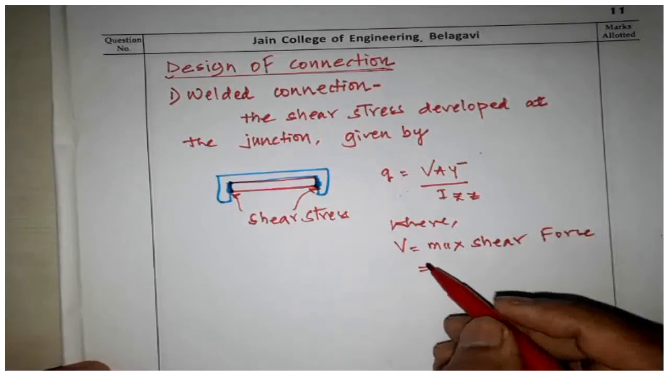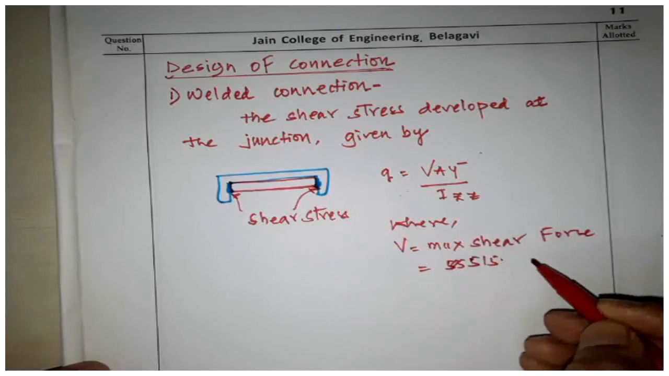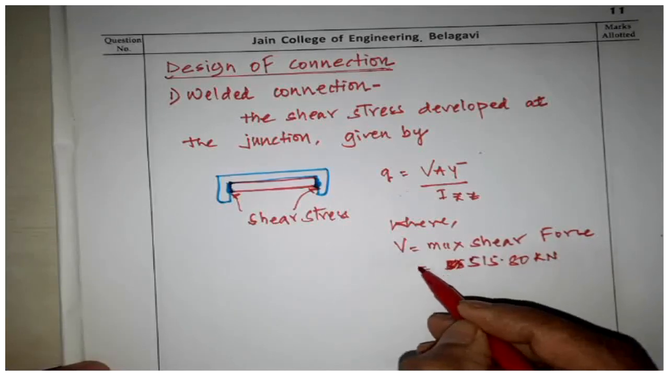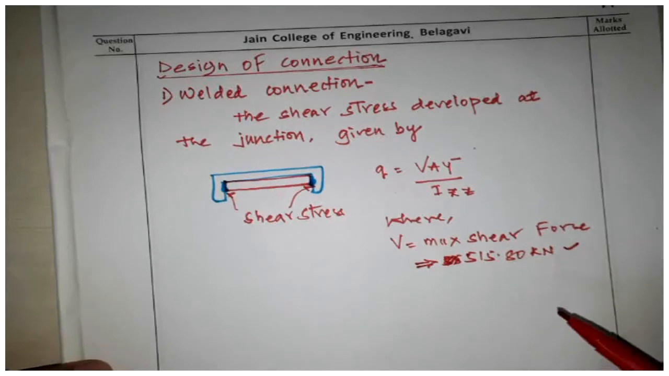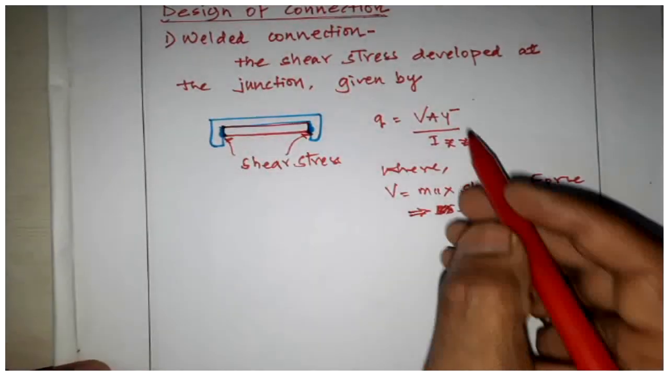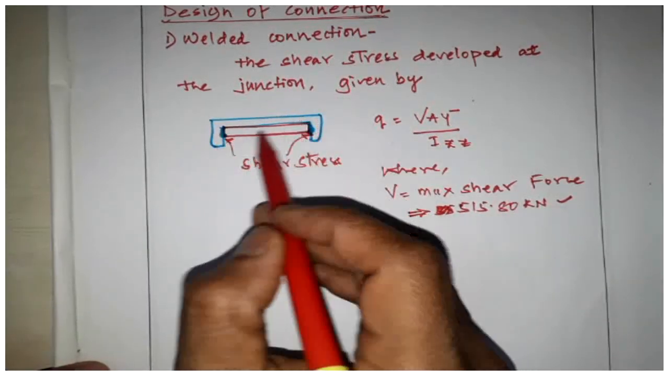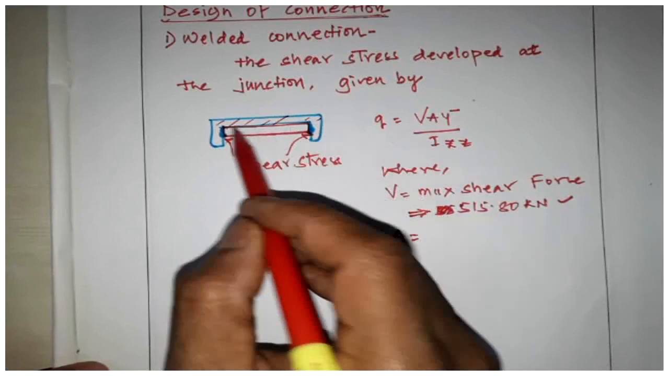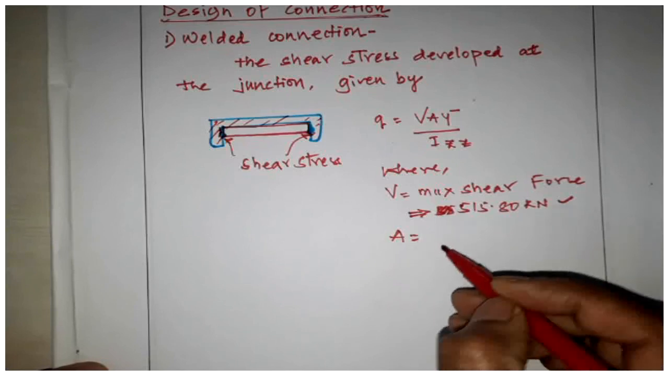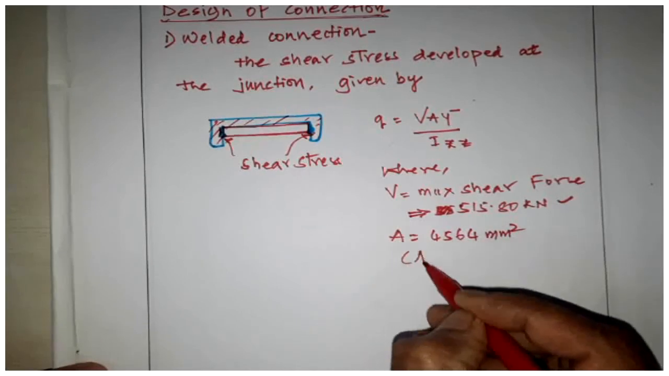Which is given by 515.8 kilonewton. We have calculated this already. In the previous calculation, if you go back and check, we have already calculated the shear force, that is 515.8 kilonewton. Then next, the area: we have to consider the area of the channel, because the channel is resting on the I section, and the channel will offer the pressure from the wheels. So that is the area we have to consider, 4564 mm square.